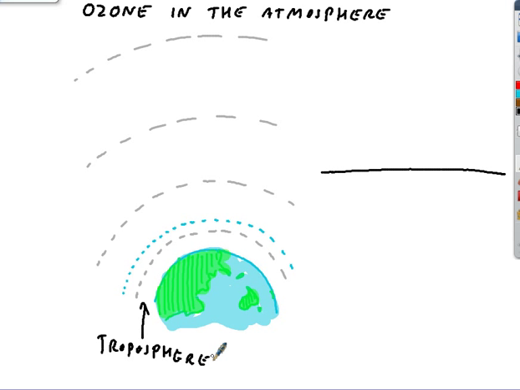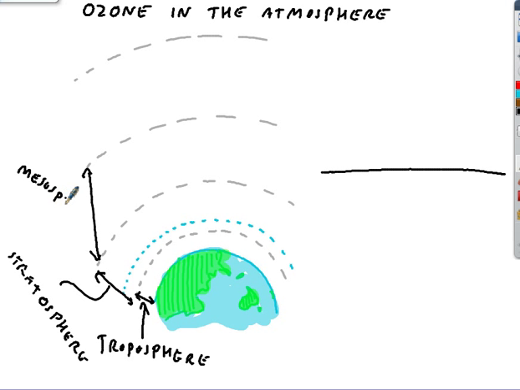Above that layer is a layer called the stratosphere. The next layer is the mesosphere. And finally we have the thermosphere. And eventually the atmosphere becomes space as the concentration of gases gets lower and lower and lower.